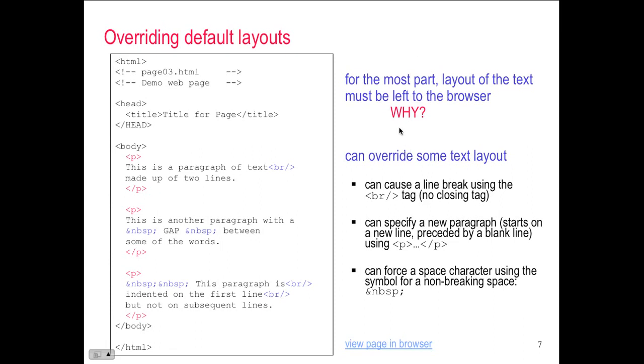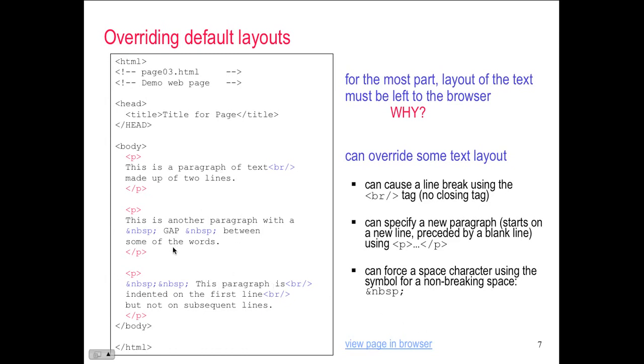So you can override some of the text layout. You can cause a line break using a BR tag, no closing tag. You can specify a new paragraph starting with a new line, preceded by a blank line. You can force a space character using a symbol for a non-breaking space, this is our NBSP. This is from the last slide when I was talking about that. This is the character here, and you see it has this little ampersand in front of it. It's called an escape character. This is an escape sequence, and it's giving us an ASCII character, which is that space.